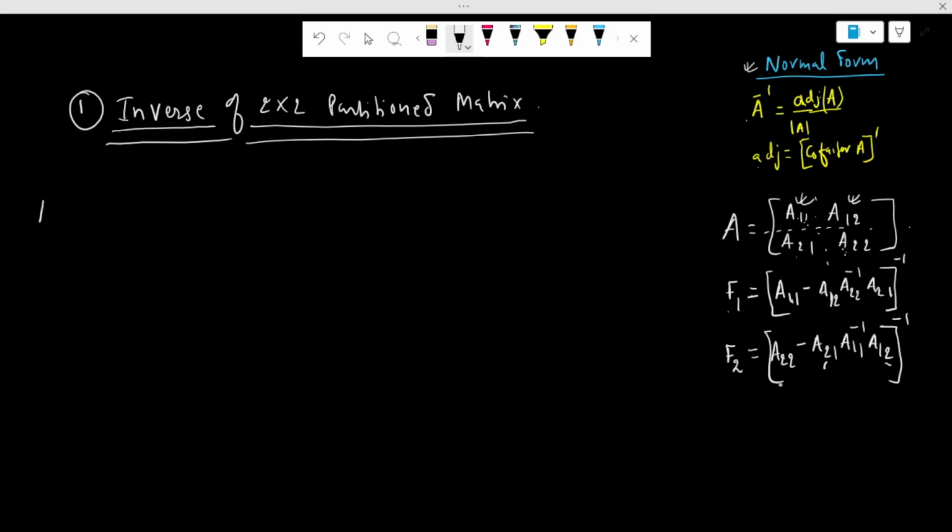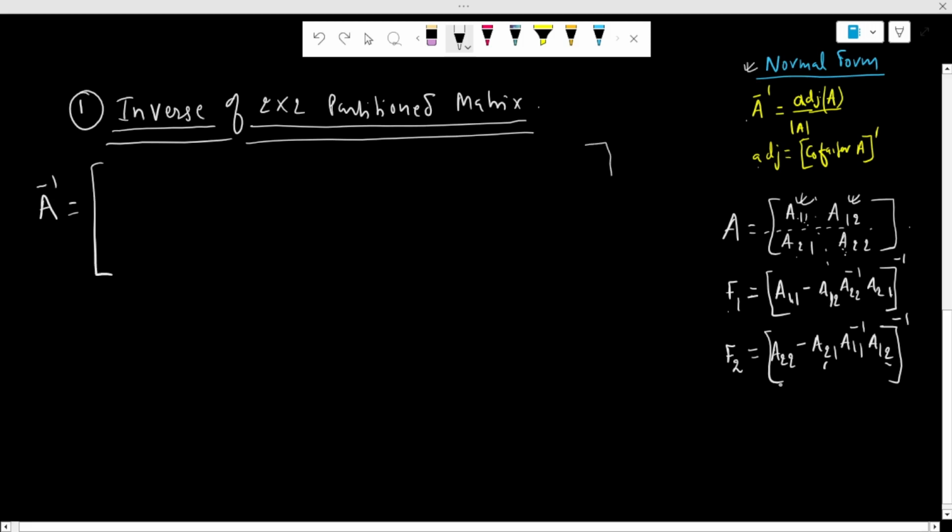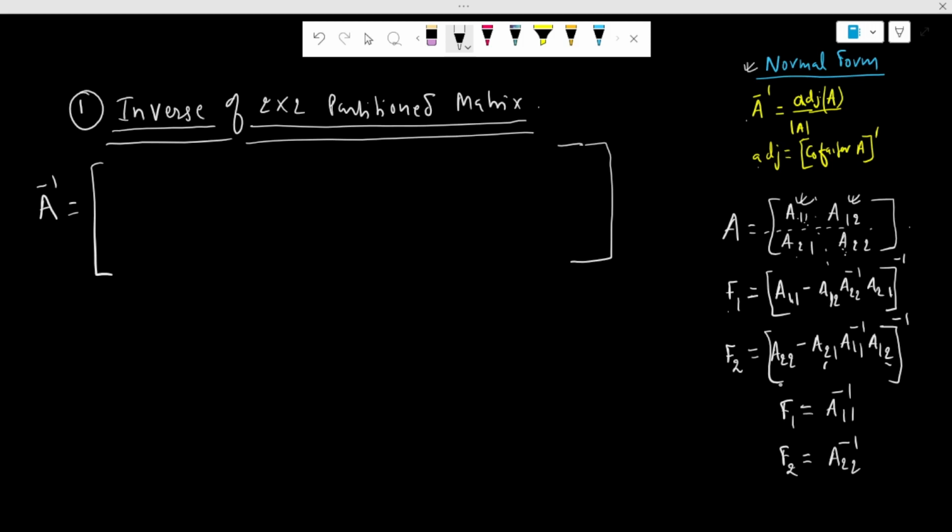Now let us calculate the inverse of the partition matrix when we consider matrix A11 as our focal point. So this F1 is actually the inverse of matrix A11, and the focal point 2 is actually the inverse of matrix A22. So when we consider matrix A11 as our focal point, then the inverse of matrix A11 is given by F1. So we place it over here.